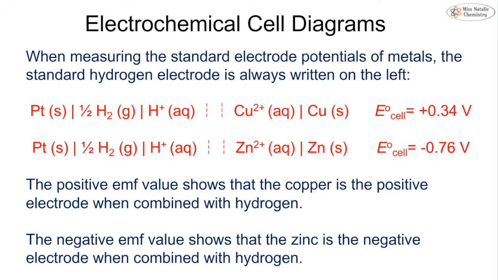The other one that is slightly different is when we're measuring the standard electrode potentials. When that happens, the standard hydrogen electrode is always written on the left, every single time. So regardless of whether you have a positive or a negative value, the hydrogen is always on the left and the metal is always on the right. So with the copper, that gives us the positive value. With the zinc, that gives us the negative value, but it doesn't matter. We still write it so that the standard hydrogen electrode is on the left and the metal is on the right.